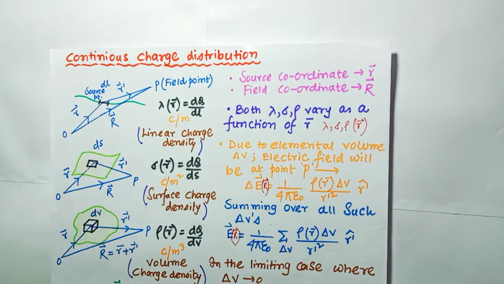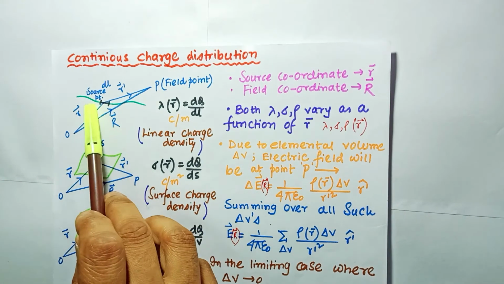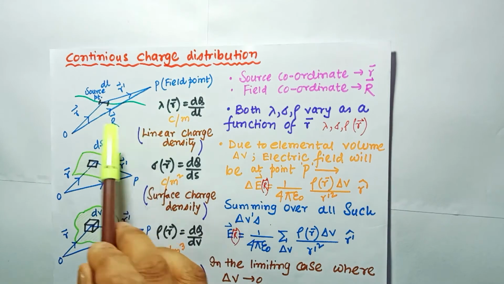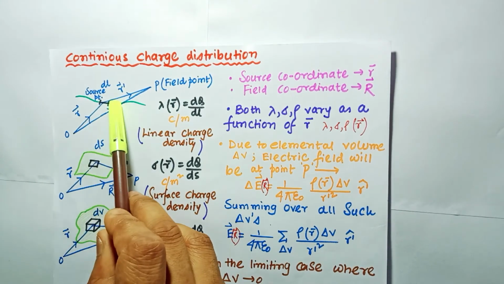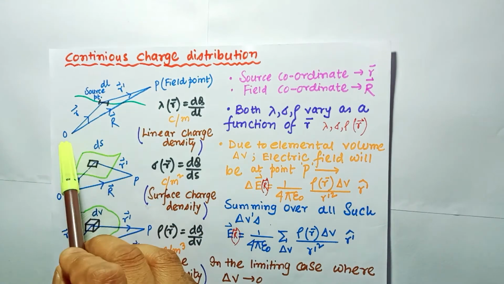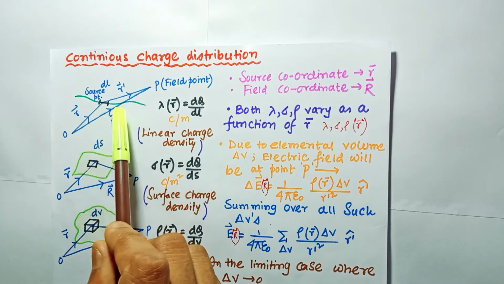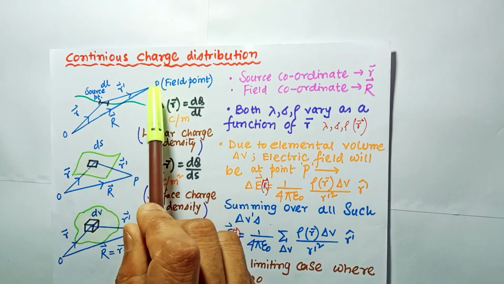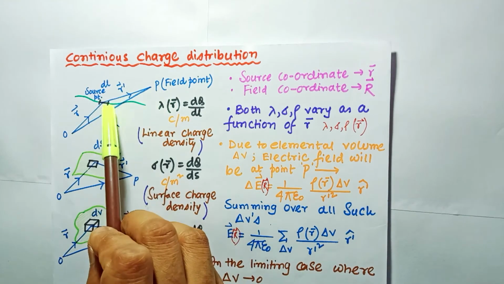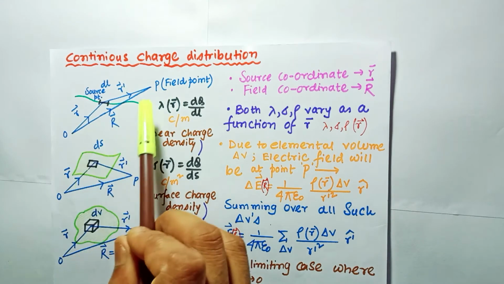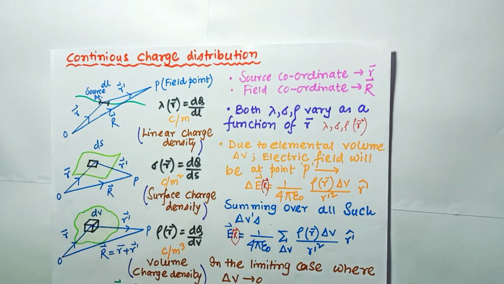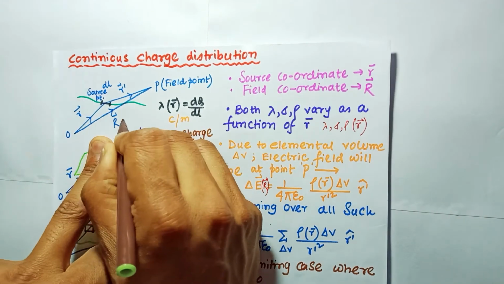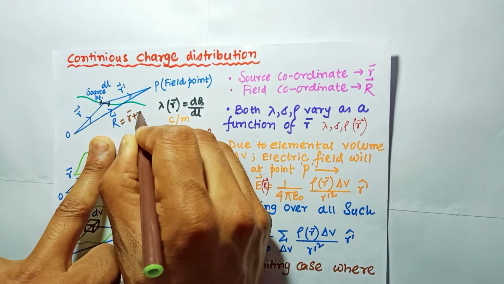So let's discuss continuous distribution of charges. Suppose this is a line over which there are charges spaced apart. We consider some elemental line element dl, and the position vector of dl from some arbitrary origin is small r vector, and we are trying to calculate the electric field at point P. The distance between dl and the point P is r prime, and the position vector of the point P from some origin O is capital R. So we can write R vector is equal to r vector plus r prime vector.